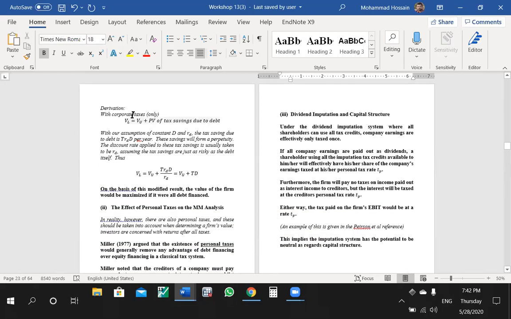Another thing they did in the derivation with corporate tax only is get the present value of the tax savings due to debt. How much tax you're going to save in the future, you make it a present value of that amount.